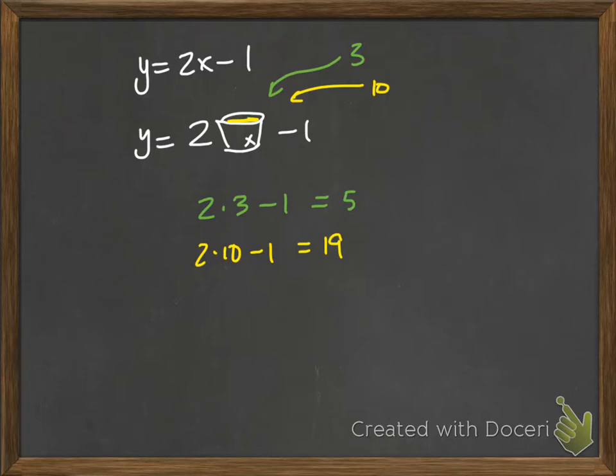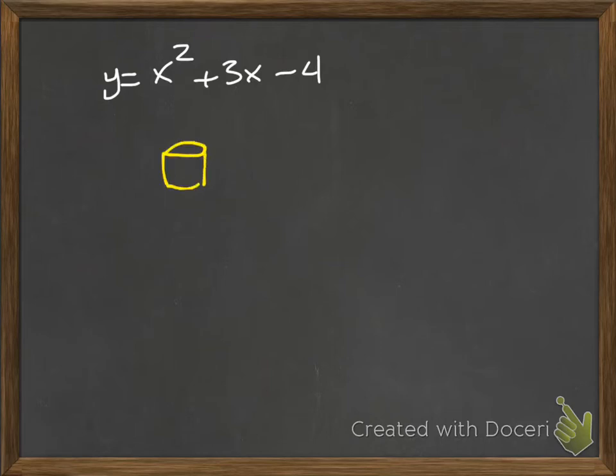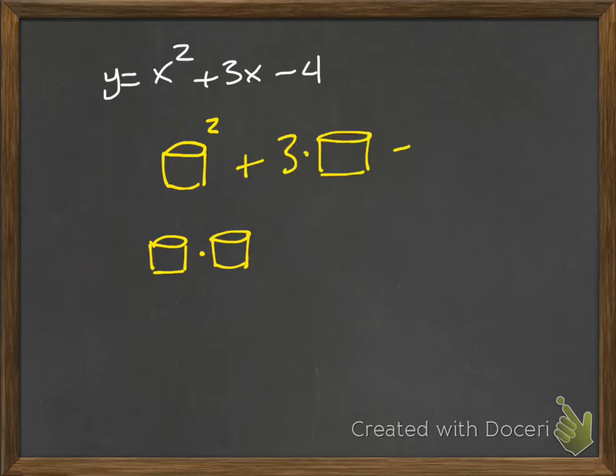This doesn't even have to stay simple. It could be all wild and crazy. Let's say you have y equals x squared plus 3x minus 4. In this case, we're doing other things to our buckets. We still have buckets, right? Our x's are our buckets. Only this bucket is squared, which really means bucket times itself, right? Bucket times bucket, plus 3 times bucket, minus 4.